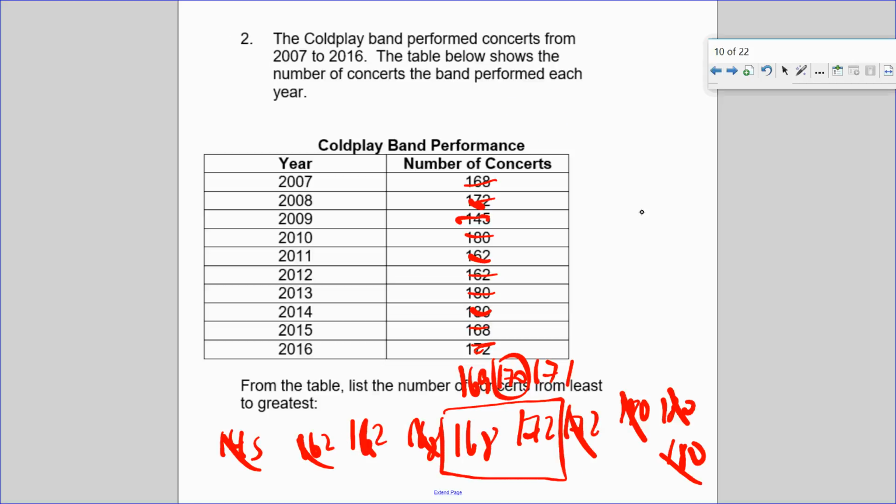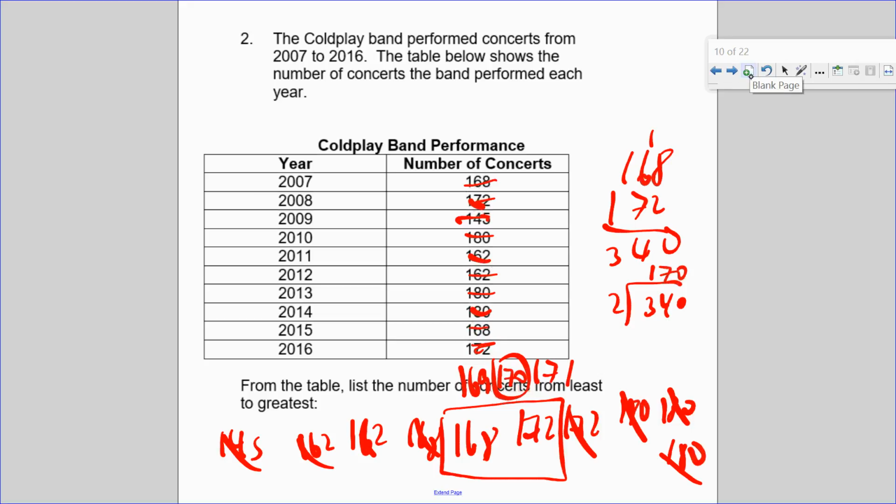Or you can add those two numbers up, 168 and 172, that's 340, and divide by 2, and you'll get exactly 170. You're finding the average of this. The average is 170. Next one, mode. Most repeated is 180.